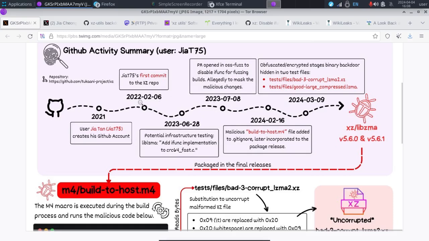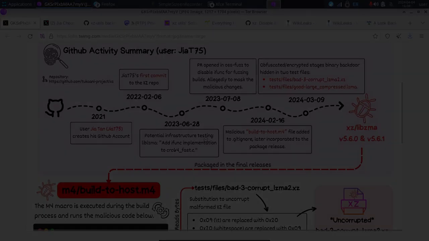So they were taking baby steps, little by little, a change here, a change there, something that on its own wouldn't seem like a big deal. But when you put everything together, it's a backdoor.